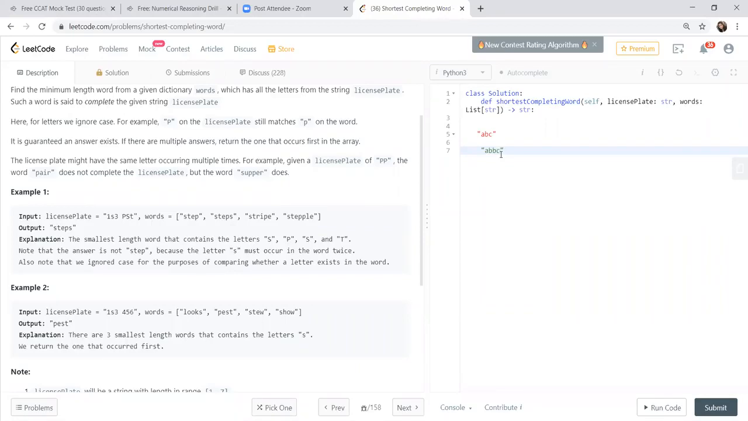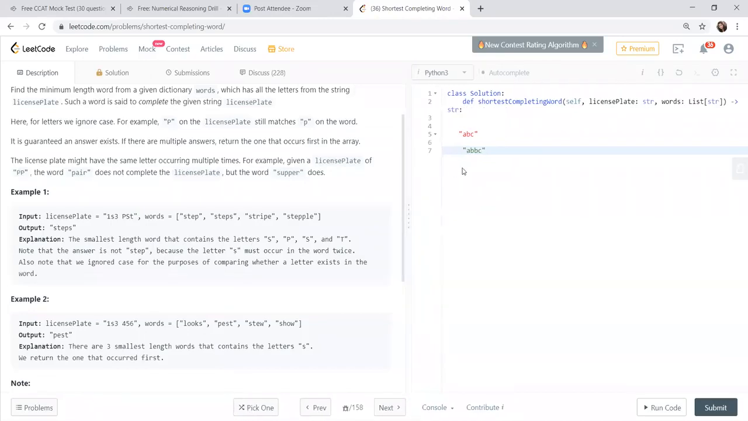We can use a separate data structure to store the count, like a map. Yeah, maybe a map. That's another approach, like you're saying: first of all, we need to create a map for this.